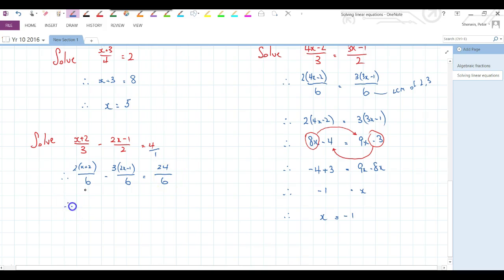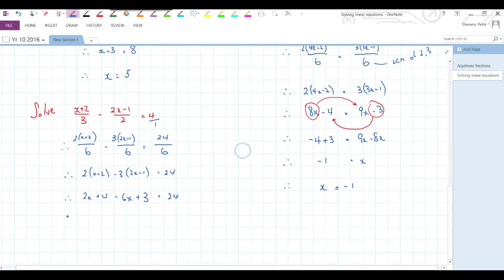Now that everything is over 6, we can remove the over 6 denominators. We're just left with the numerators. So I get 2x plus 2 minus 3, 2x minus 1 equals 24. Now we expand. Let's race through this. 2x plus 4 minus, let's be careful here, we've got a minus 3 out the front. Minus 3 times 2x is minus 6x. Minus 3 times minus 1 is plus 3. Be careful of that.